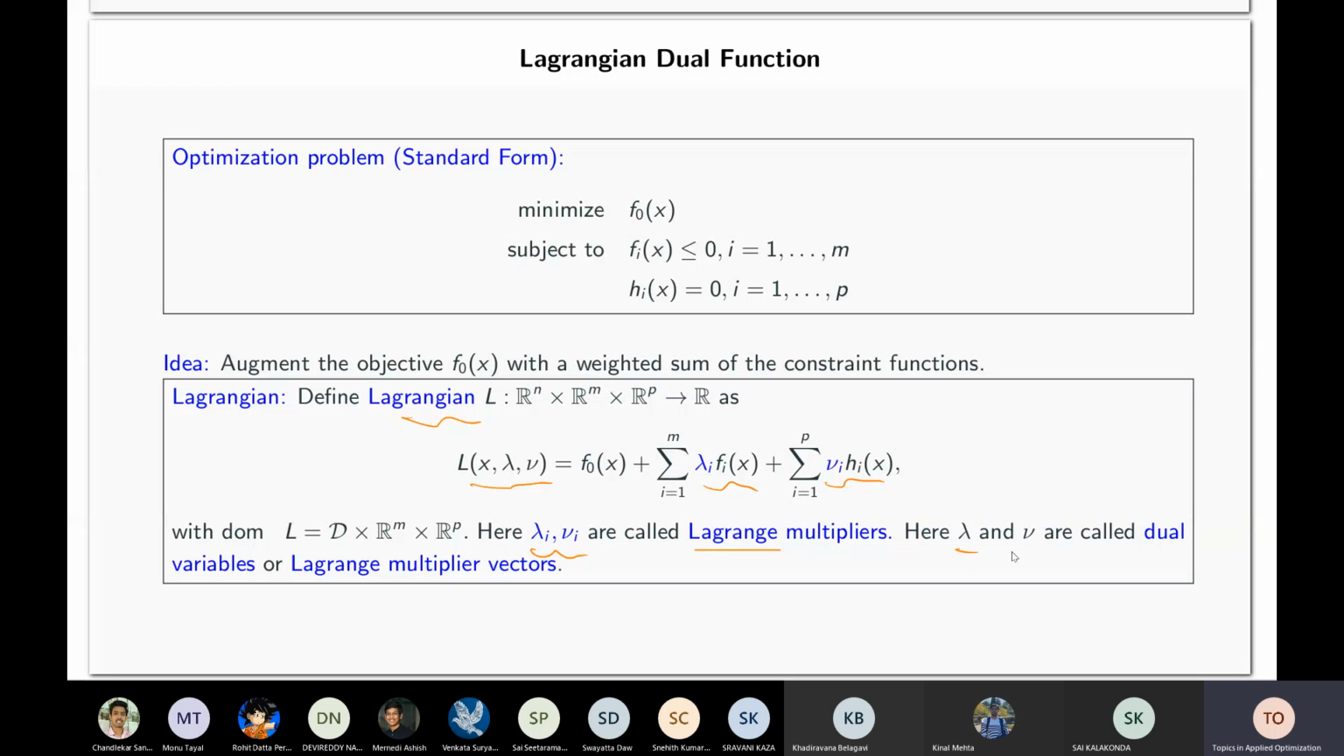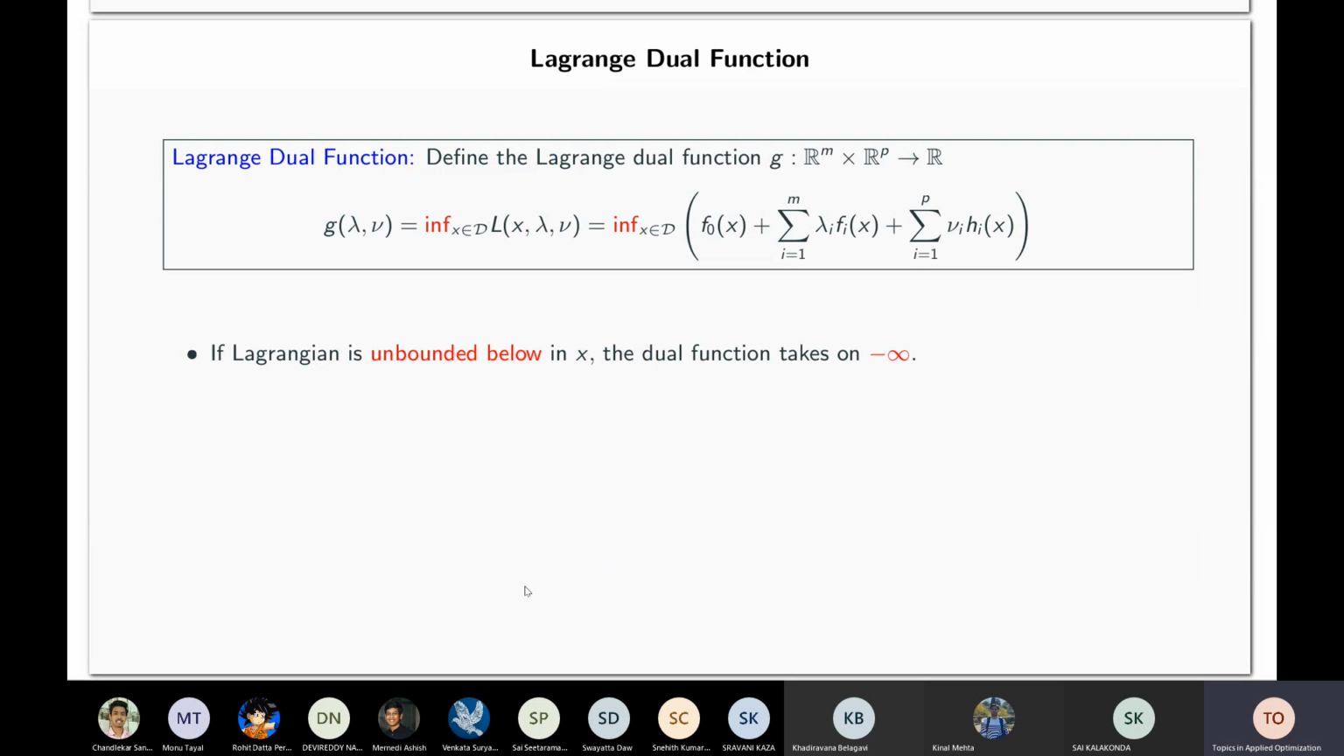Okay, in other words, there is another name. They are also called dual variables, or Lagrange multiplier vectors. So we have seen this before. And then we have defined the so-called dual function. So the dual function is the infimum of the Lagrangian. So you have to solve this infimum problem.